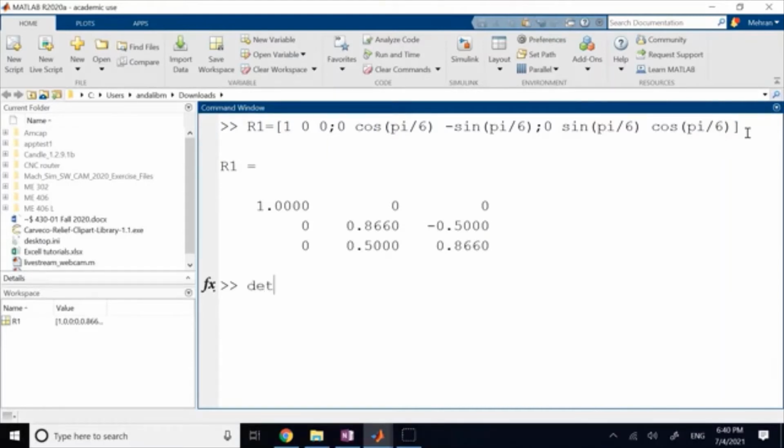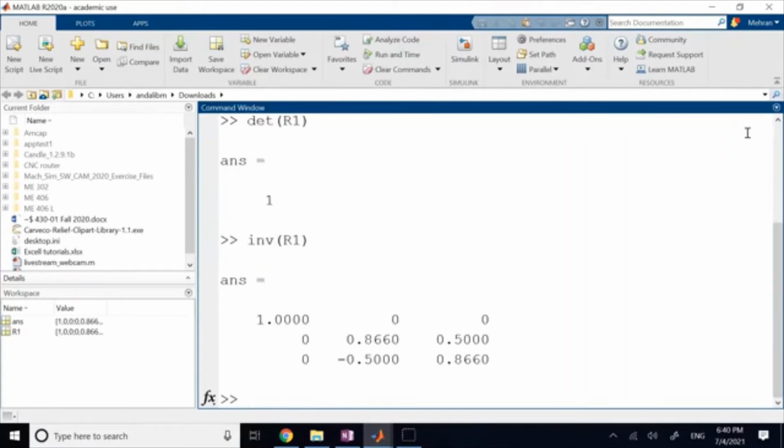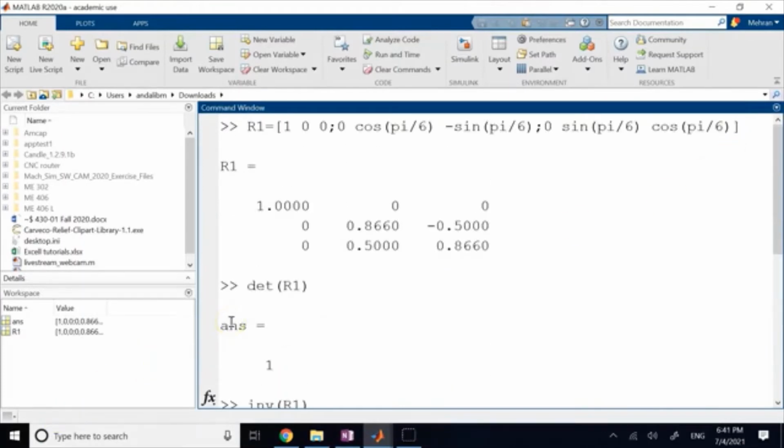Now, if I ask what is the determinant of R1, you clearly see it is 1. And if I ask what is the inverse of R1, you see the result is the same as R1 transpose. You see they are exactly the same. Of course, if there are round off errors, you cannot see that well here, because you're only seeing 4 decimals. So I increase the number of decimals in MATLAB so that you can see the changes better.